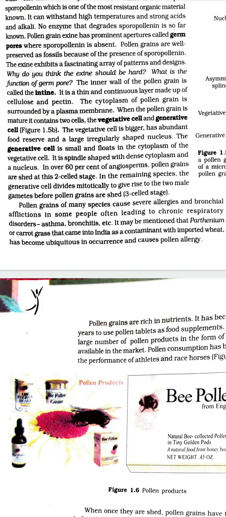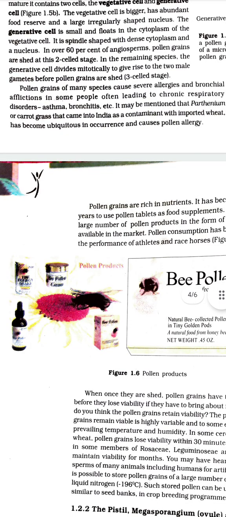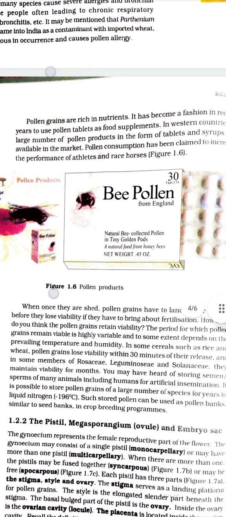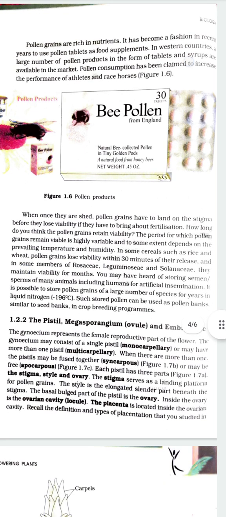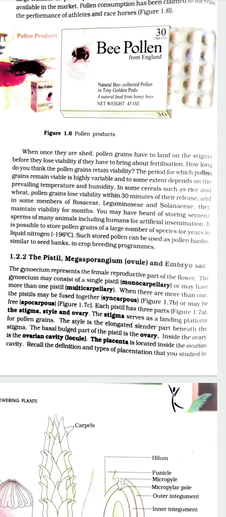In 60% of angiosperms, pollen grains are shed at the two-cell stage, as written here. Next we study the advantages of pollen grains. Pollen grains are often rich in nutrients. In recent years, in many foreign countries, it is used in the form of tablets or cereals. People use it, and it has been found that it increases the performance of athletes and racehorses.